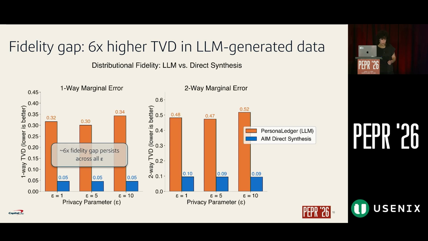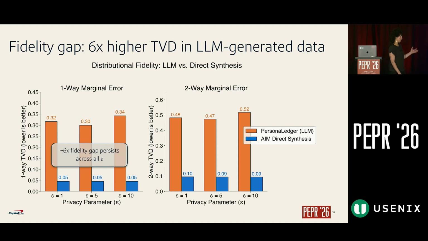And so next, this is fidelity. So we are looking at the one-way and the two-way marginals, total variational distance of the marginals, comparing the features across the different privacy regimes. And here you can see it's pretty high, so lower is better here, the total variational distance of the feature marginals. And for PersonaLedger in orange, this is showing us when we actually look at the features that the distributions are not matching what we are putting into the LLM.